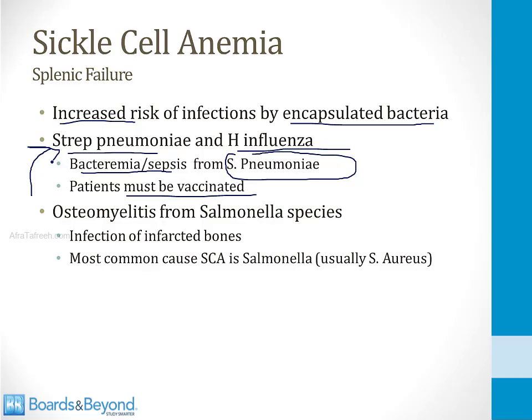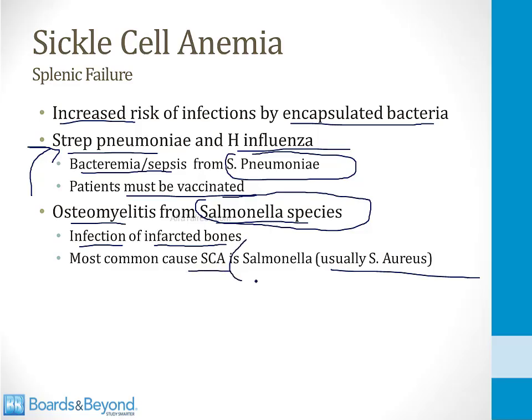Another unusual infection that patients with sickle cell anemia can develop is osteomyelitis from Salmonella species. The infarcted bones in this condition are ripe for infection, and Salmonella is an encapsulated bacteria. Now, usually osteomyelitis is caused by Staph aureus, but among patients who have sickle cell anemia, Salmonella is the most common cause, and that's believed to be because it's an encapsulated bacteria, and these patients are functionally asplenic.